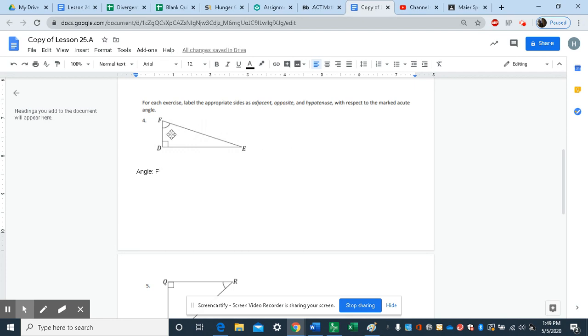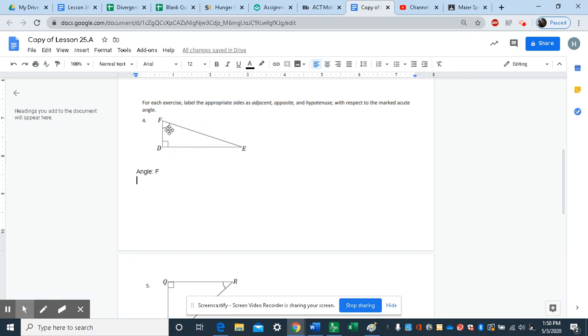You can tell that we're basing it off of angle F because it's the marked acute angle. There's only two options for acute angles, and it's the one that has the curved mark. It's the one that's marked in this picture because a right angle is not an acute angle. So we're dealing with angle F. Now we're going to label each side as adjacent, opposite, and hypotenuse.